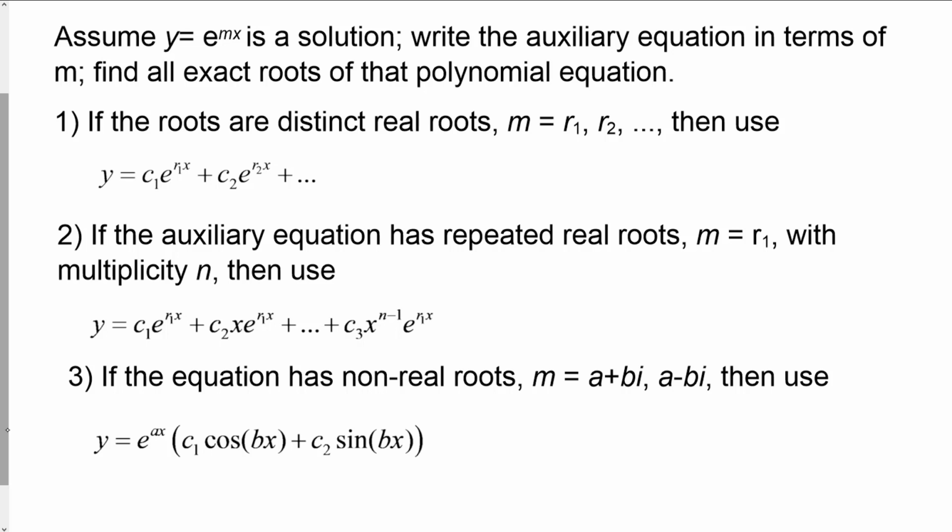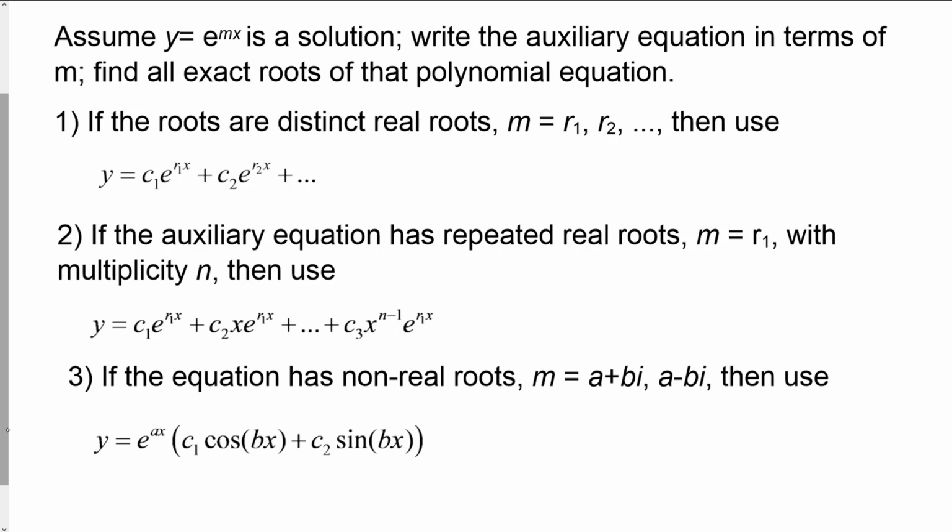If the equation has non-real roots, m equal a plus or minus bi, which we know the non-real roots always occur in conjugate pairs for polynomials that have real coefficients, then our solution from Euler's formula becomes y equal e to the ax for the real part times the quantity c sub 1 cosine bx plus c sub 2 sine bx for the imaginary part.